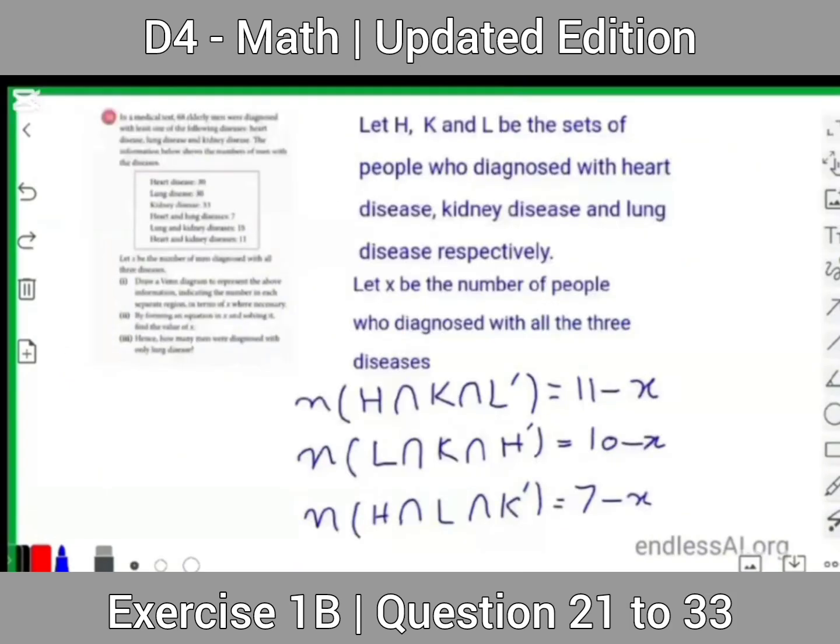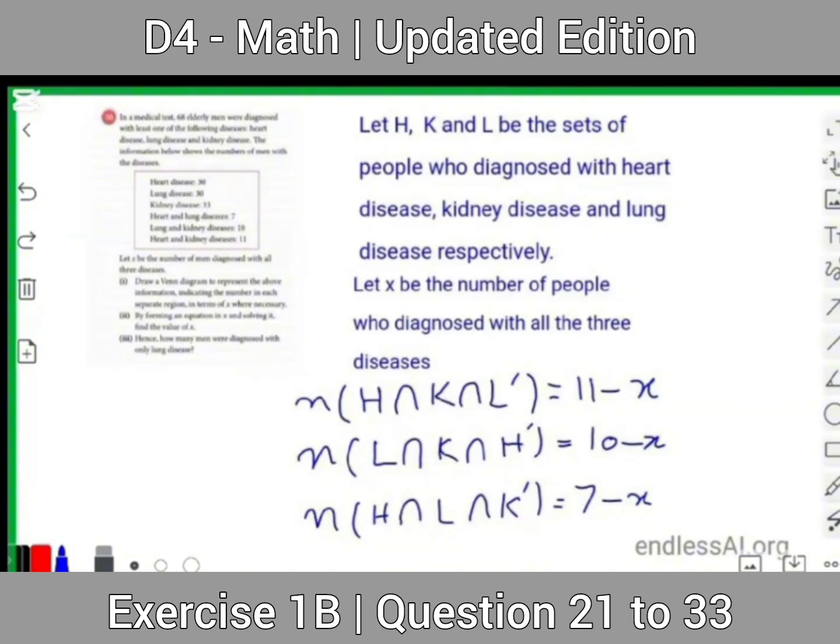In question 30, medical test, 68 elderly men were diagnosed with at least one of the following diseases: heart disease, lung disease, and kidney disease. The information below shows the numbers of men with the diseases: heart disease 30, lung disease 30, kidney disease 33, heart and lung diseases 7, lung and kidney diseases 10, heart and kidney diseases 11. Let x be the number of men diagnosed with all three diseases. Part 1, we have to draw a Venn diagram to represent the above information, including the number in each separate region in terms of x where necessary.